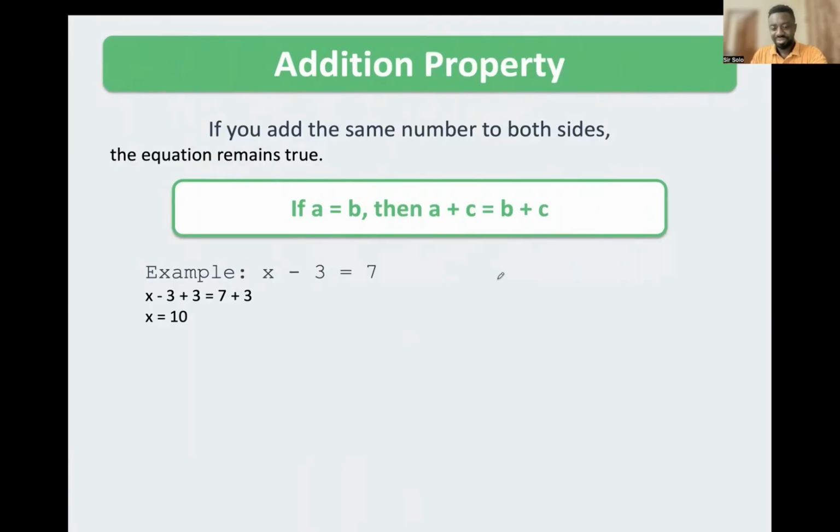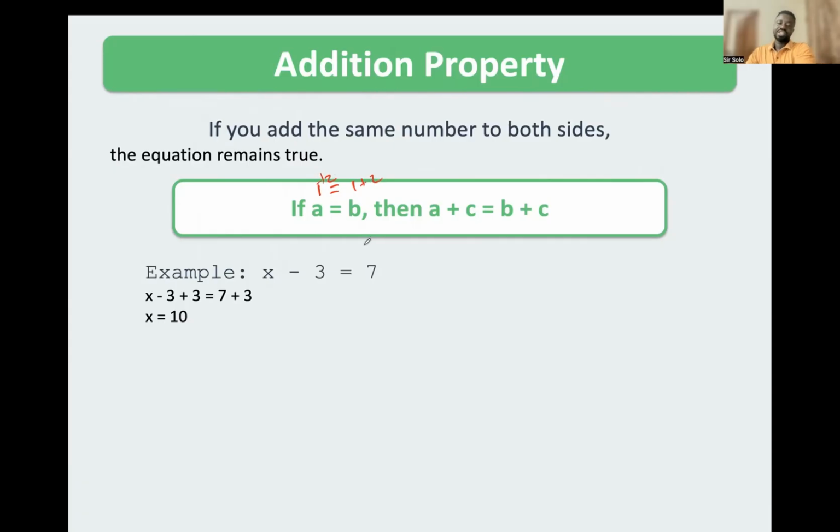If a is equal to b, then adding c to a gives the same result as adding c to b. For example, if a is 1, then b is also 1. If c is 2, then 1 plus 2 gives 3 on both sides. So a plus c, that is 1 plus 2, and b plus c, 1 plus 2, give the same answer: 3 equals 3.